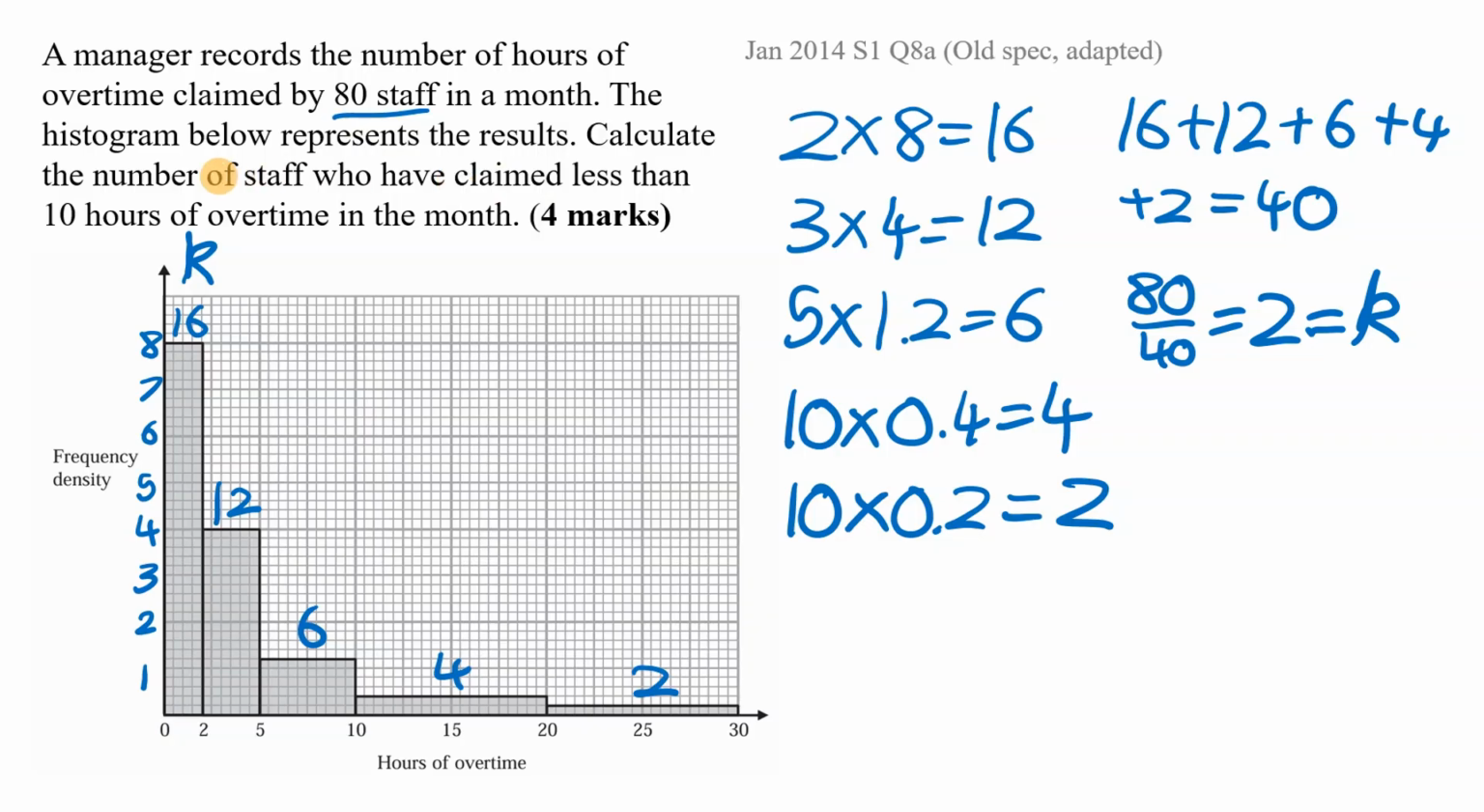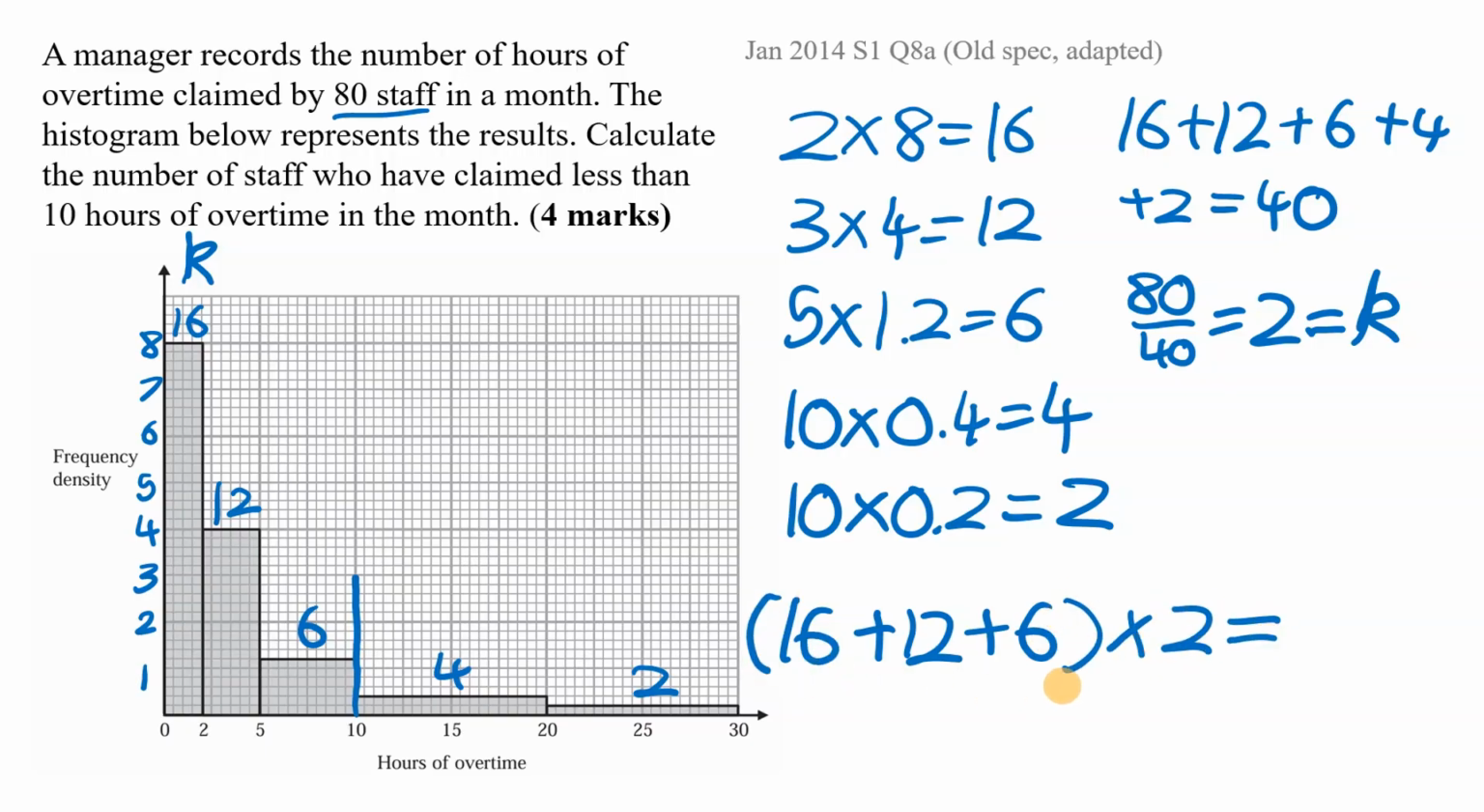So what we need to do, we need to find the number of staff who have claimed less than 10 hours of overtime. So this is going to be anything below 10 here, so it's going to be these 3 bars, so we need to find the frequency of these 3 bars here. So the way that we can do this, we know the area of these 3 bars. This one is 16, this one is 12, and this one is 6. So this is going to be the area, and we know the scaling factor is 2, so we're just going to multiply this by 2. And if you put this into your calculator, this is 68. So this is the final answer.